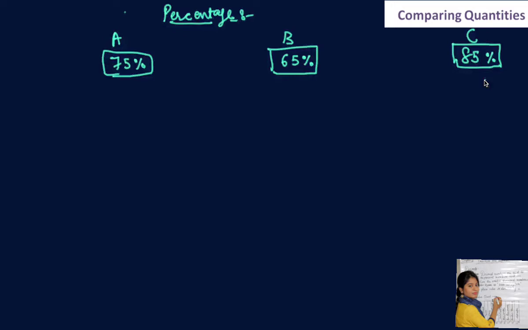By observing, we can see the marks of student C will be greater than student A and student B, right? And by observing only, you can say that B has scored the least marks among all, because B has only 65%, which is less than 85 and 75%. So basically we need to compare the quantities. Quantities can be given in any form. So let me take one more example.